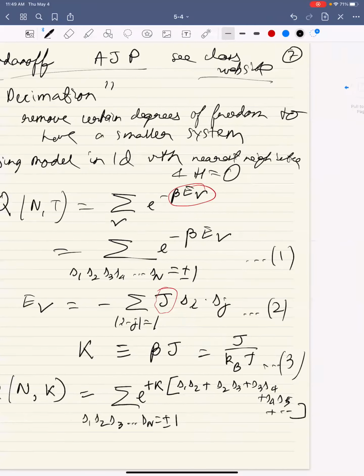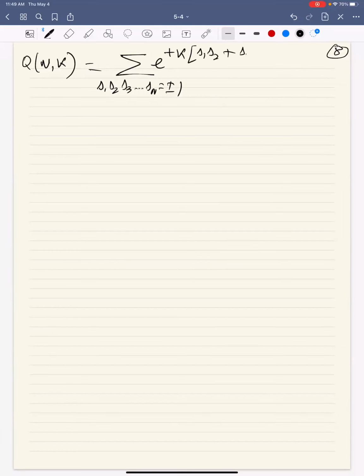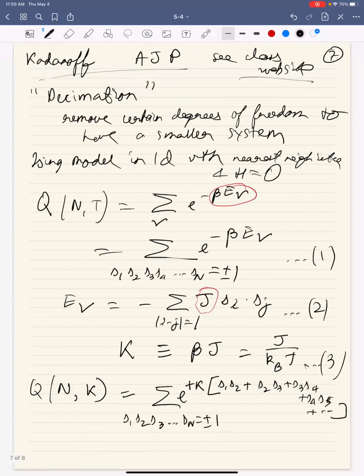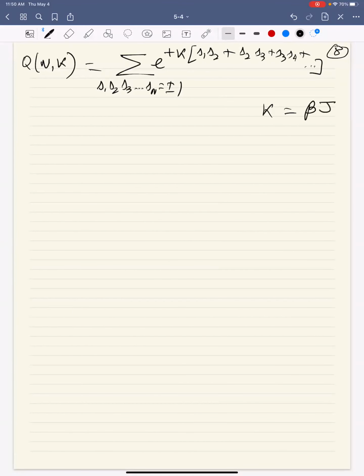So this is what we are going to look at. Let me write it down on the next page, the same equation. So Q of N, K is going to be the sum over S1, S2, S3, ..., Sn equal to plus minus 1, and you have e to the power plus K times S1 S2 plus S2 S3 plus S3 S4, and so on, where K is equal to beta J.